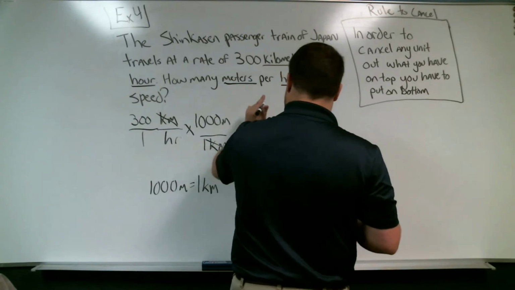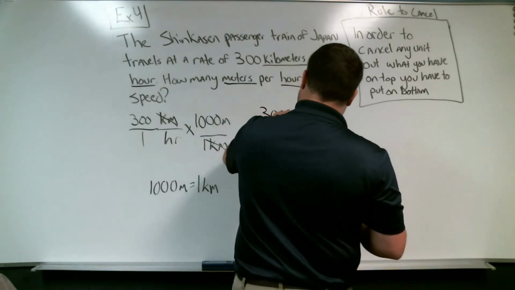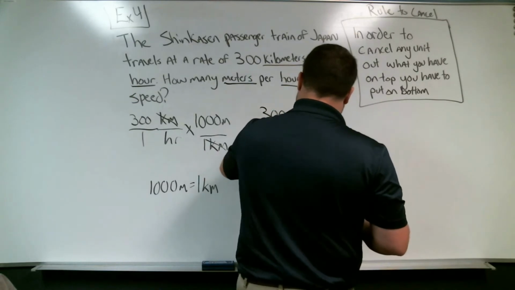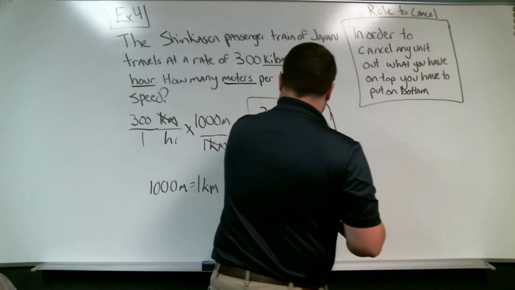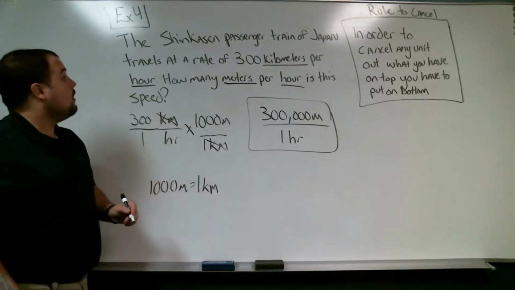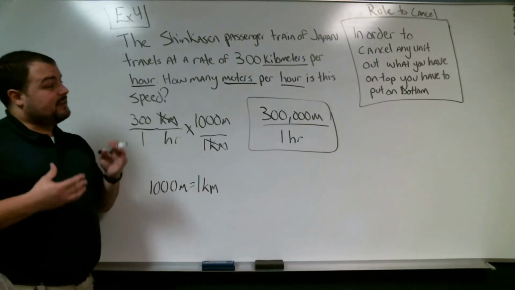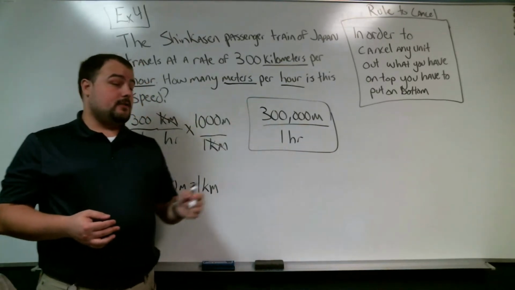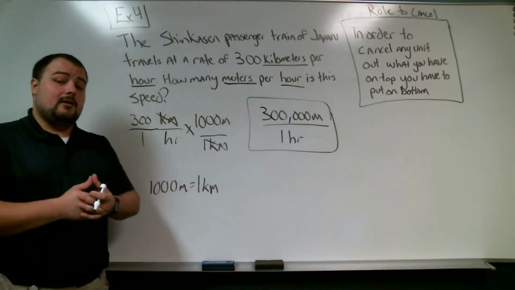I'm going to erase this so I can have room. 300,000 meters in 1 hour. Because 1 times 1 is 1. So, if this train was moving at 300 kilometers an hour, it's moving at 300,000 meters in 1 hour.